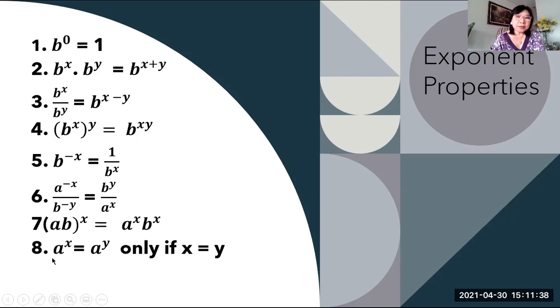Property 8: if you have two numbers with the same base A, one with a different power X and another with a different power Y, then because their bases are the same and they have an equal sign between them, it means that their powers on top, X and Y, must also be equal.